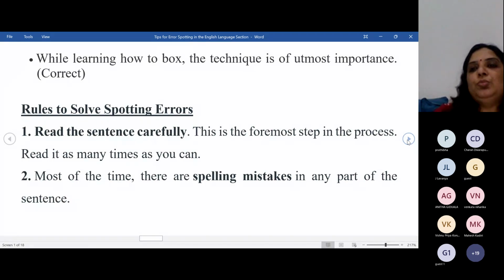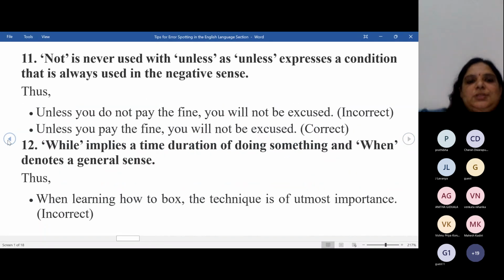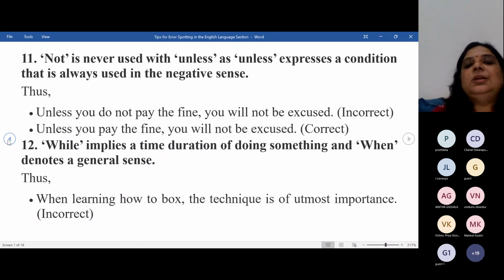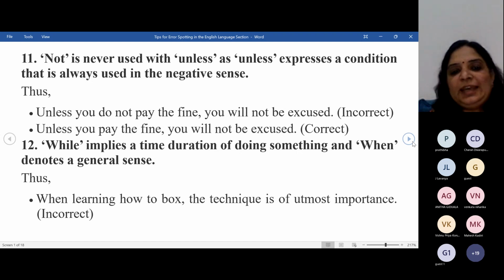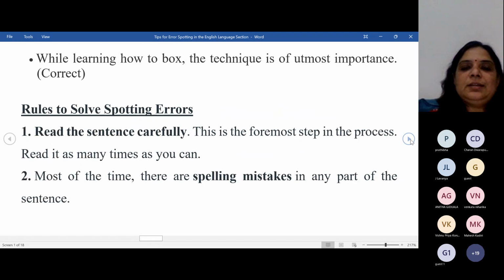The technique is of utmost importance. So it is not "when learning to box." The correct word you use is "while": while you're learning to box, the technique is of utmost importance. So when you're doing those, they'll give you these types of things only. When you're reading, it sounds very fine. You feel "when learning how to box, the technique is correct." But then, no, it should be "while." So these are the little things which are very confusing in spotting the errors.